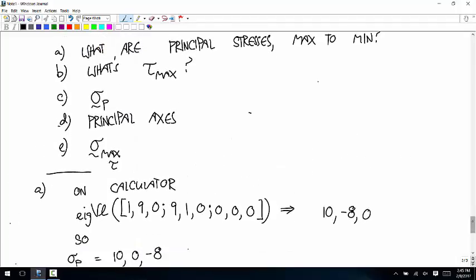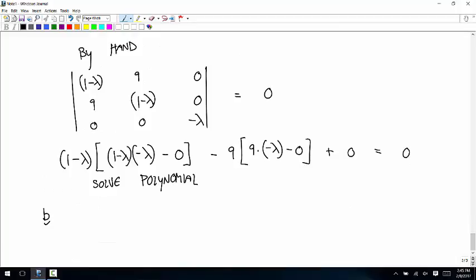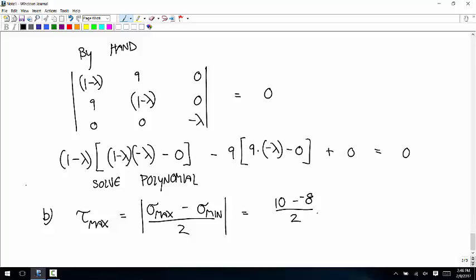Okay, so now what's the maximum shear stress? Well, tau max is just equal to sigma max minus sigma min over 2, which is 10 minus -8 over 2, which is 9 megapascals. And for most purposes, that's all you need to do. That's all you need to know about it.